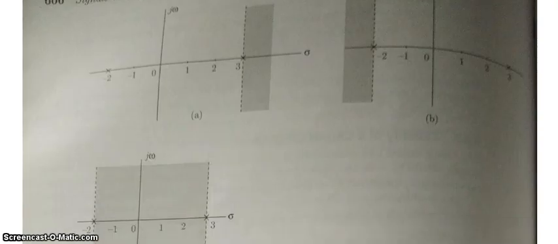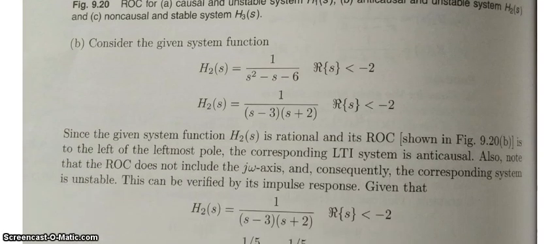Okay, now we'll consider the second case. H2(s), the transfer function, is given as 1 by (s squared minus s minus 6). ROC is real part of s less than minus 2, and we have seen the two poles are located at minus 2 and 3. In this case ROC is to the left of the leftmost pole. Therefore the given LTI system is anti-causal, and also its ROC doesn't include the j omega axis. Therefore the system is unstable.